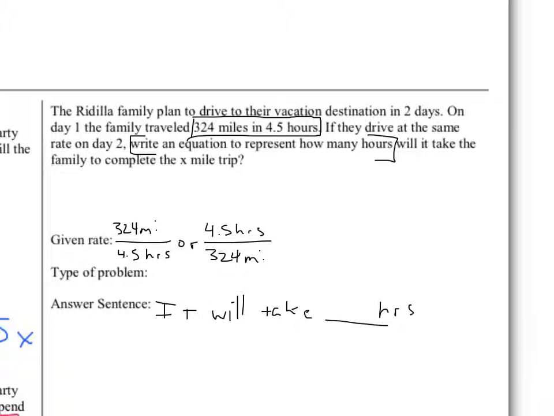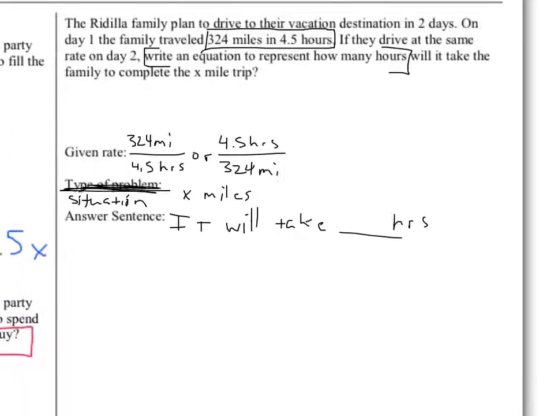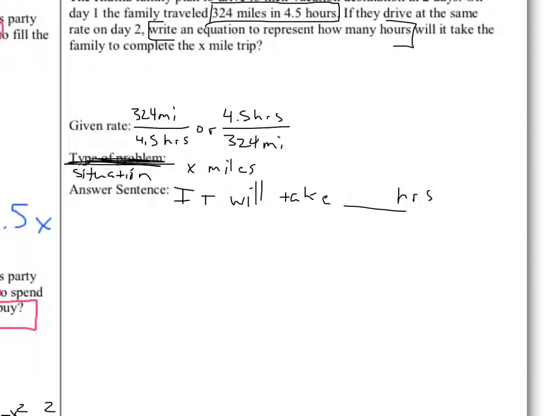And this should say situation, not type of problem. The situation we're going to be finding out more about is what? Yeah, x miles. So if the second day is x miles, how long is that going to take them? All right, so we want to go ahead and set this up. I'm going to find out y hours. That's my answer.